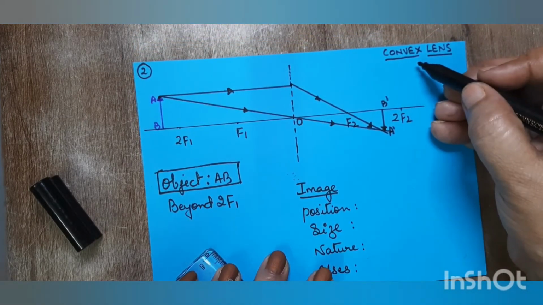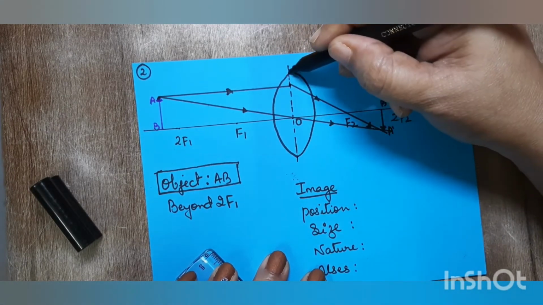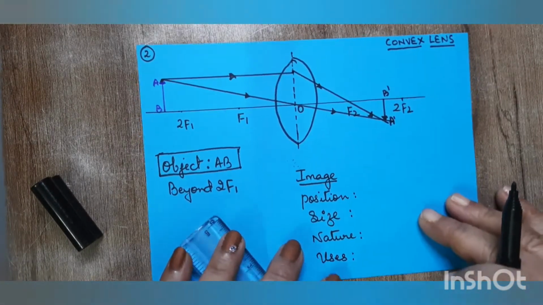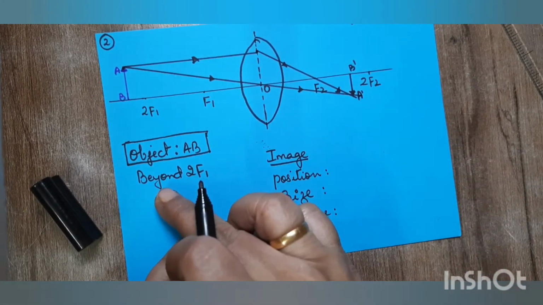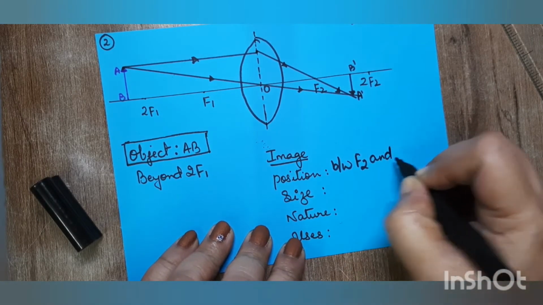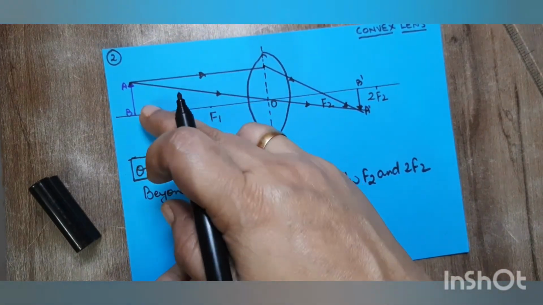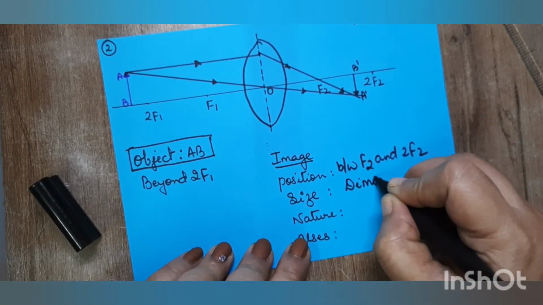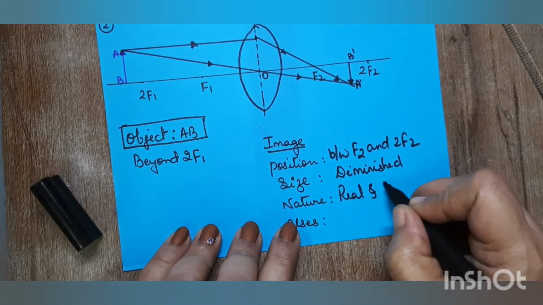So we are working out a convex lens. Draw the convex lens. The two rays which you are using should be inside the aperture. Do take care of that when you draw it. Then the position: whenever the word beyond is used, it will be between F2 and 2F2. Size here is diminished. You can see this one is 1.5, it is hardly 1 centimeter here. So this is diminished, not highly diminished, just diminished. Nature, real and inverted.